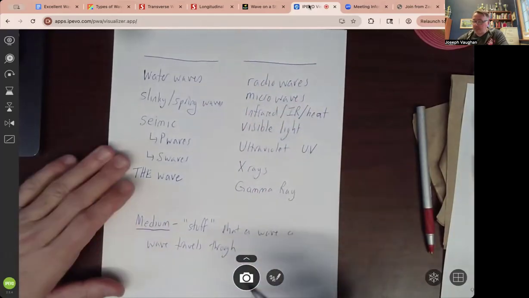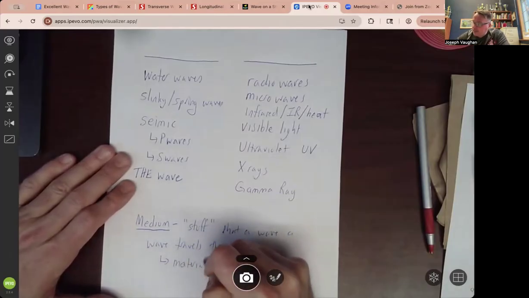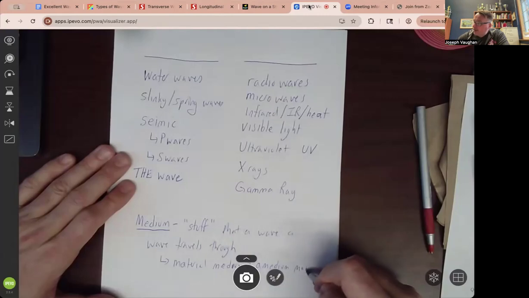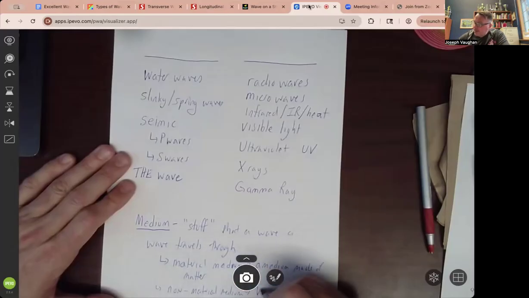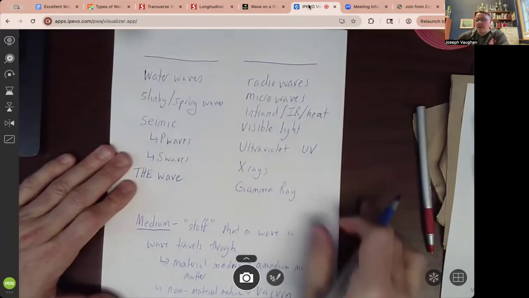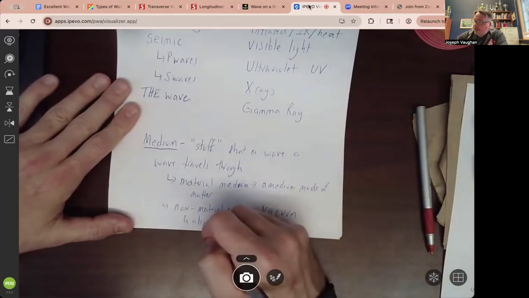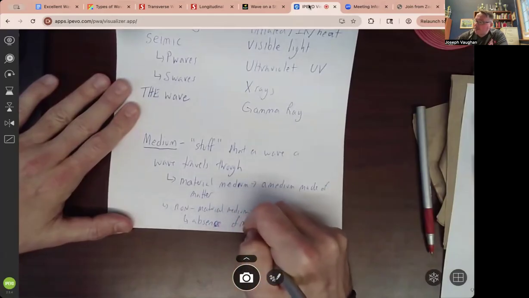So I'm going to come down here where I said medium, and we're going to have two types of media. We're going to have material media, and this is a medium made of matter, and a non-material medium. Can you still see that? Yeah. Also known as vacuum. I'm going to move that up for us there, right? Which is the absence of matter.